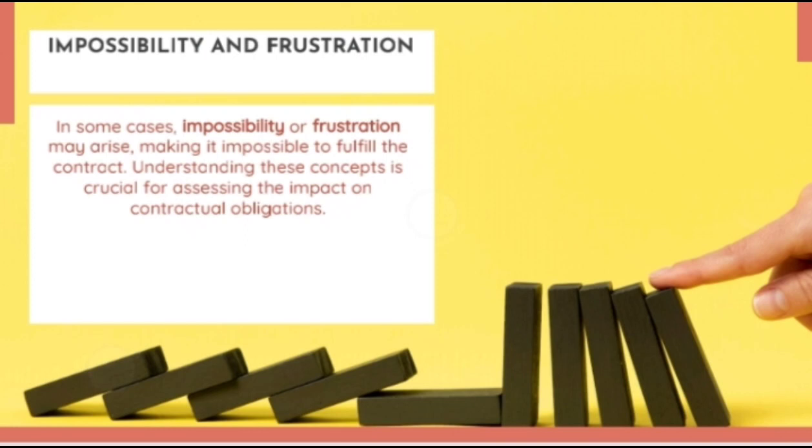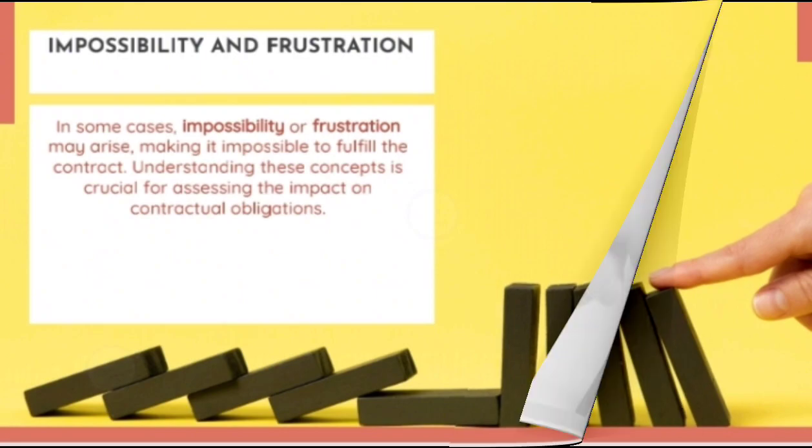Impossibility and frustration. In some cases, impossibility or frustration may arise, making it impossible to fulfill the contract. Understanding this concept is crucial for assessing the impact on contractual obligations. An example of impossibility and frustration would be a manufacturing facility destroyed by an earthquake, making it impossible to deliver products as contracted. Exception: a party affected by an unforeseen event cannot be excused from fulfilling its contractual obligations if there is a force majeure clause in the contract explicitly relating to such events.